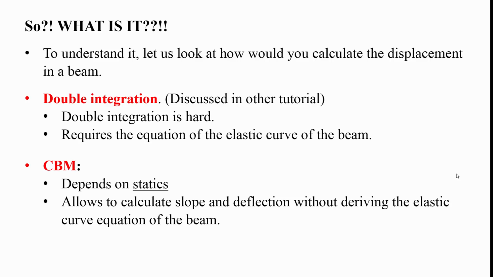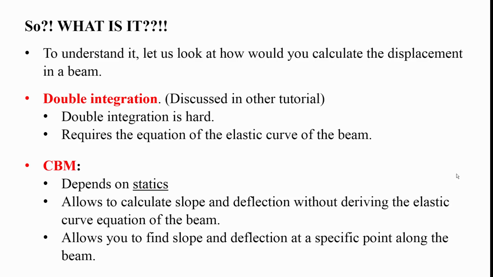Okay, we may see a case or two where you need to derive something, but you don't need to derive the equation of the elastic curve of the whole beam. It allows you to find the slope and deflection at a specific point along the beam. So you don't need to find an equation that describes the displacement or deflection of the entire beam. Basically you're saying that at this point, I need to know the displacement or the rotation, and you don't need to know any other information regarding any other points along the beam.